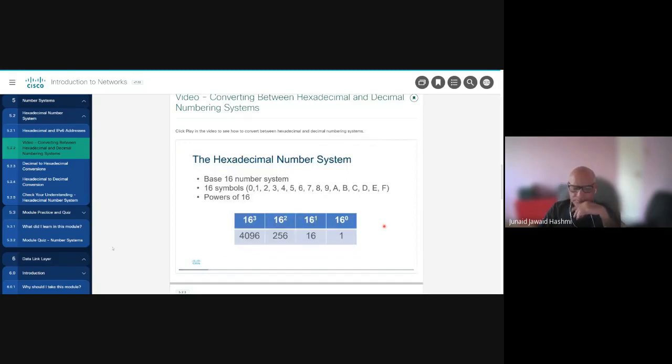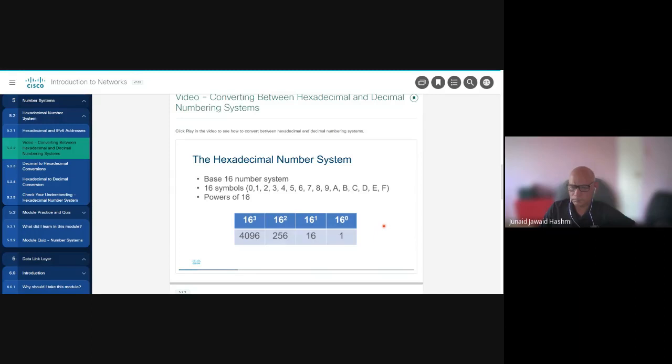Hexadecimal, or hex for short, is a base 16 number system. It uses 16 symbols, the numbers 0 to 9, as well as the letters A to F. It is based on powers of 16. If we follow the same procedure used for converting binary to decimal, we can write out the place values or positional notation for the hexadecimal number system as well.